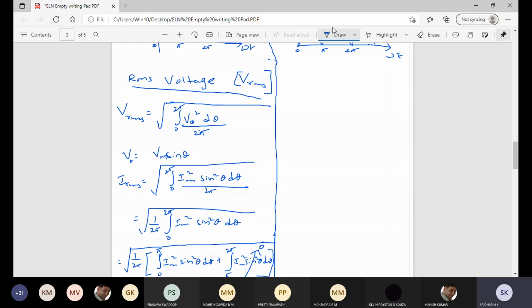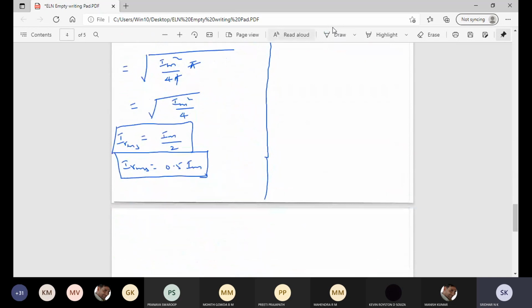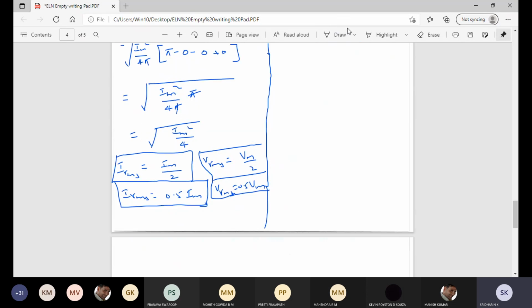Right? So wherever I is there, just replace it by V. So at the end, what you get? At the end you get VRMS is equal to Vm by 2, which we can also write as 0.5 times Vm. Clear? Did you get what I'm saying?